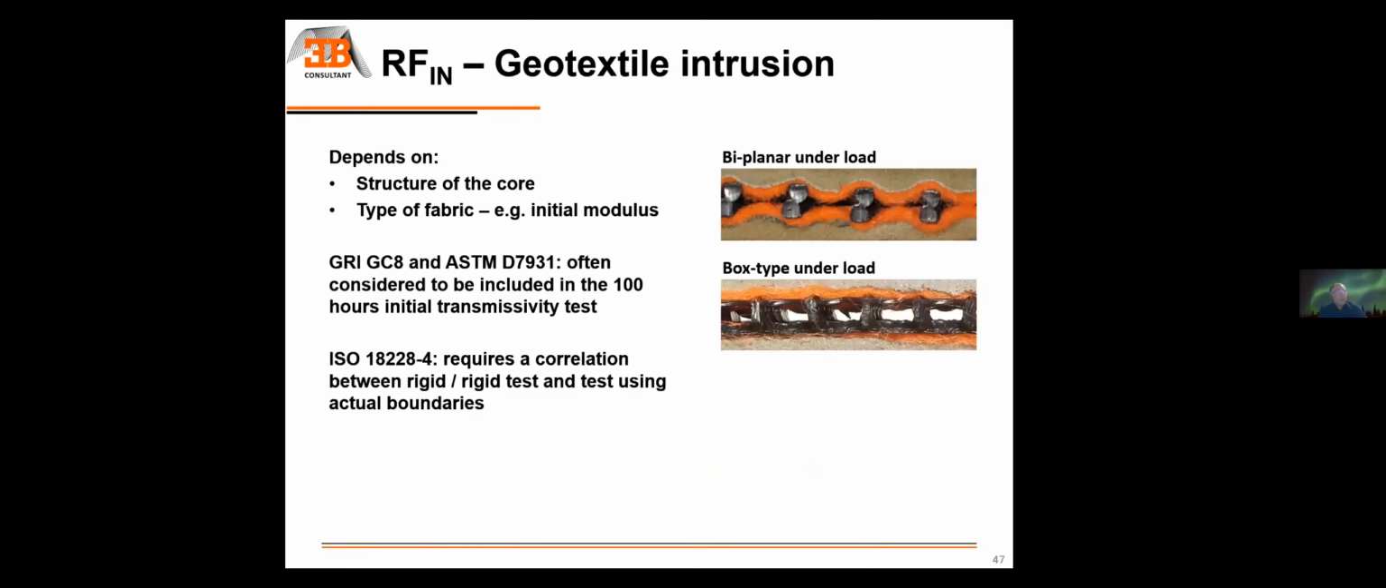First one, the easiest, because we spoke of it already: geotextile intrusion is going to depend on the structure of the core. Practically, there is not much data available for this reduction factor because we consider the geotextile intrusion for the initial transmissivity test, and this reduction factor should apply to what develops after the initial transmissivity test. So very often it's neglected, to be honest with you, or an arbitrary number is used. I don't know any manufacturer who was actually publishing this value.